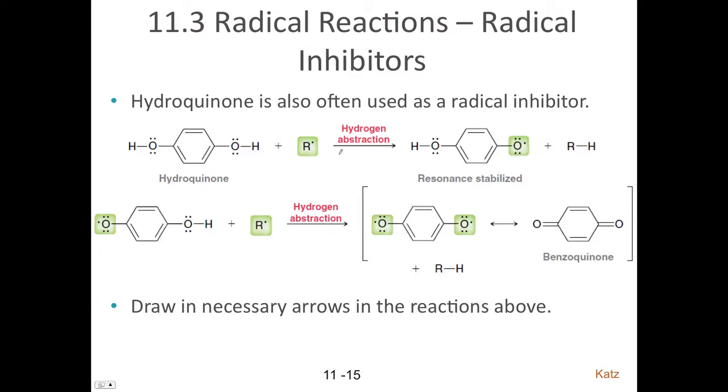If we have some radical that we want to inhibit and stop, we can just throw in hydroquinone. And this guy here will just grab one of those protons right there and give us this resonance stabilized hydroquinone radical. And this R group here, which is our radical that we want to inhibit, is left as a neutral, non-reactive moiety, which is a good thing.